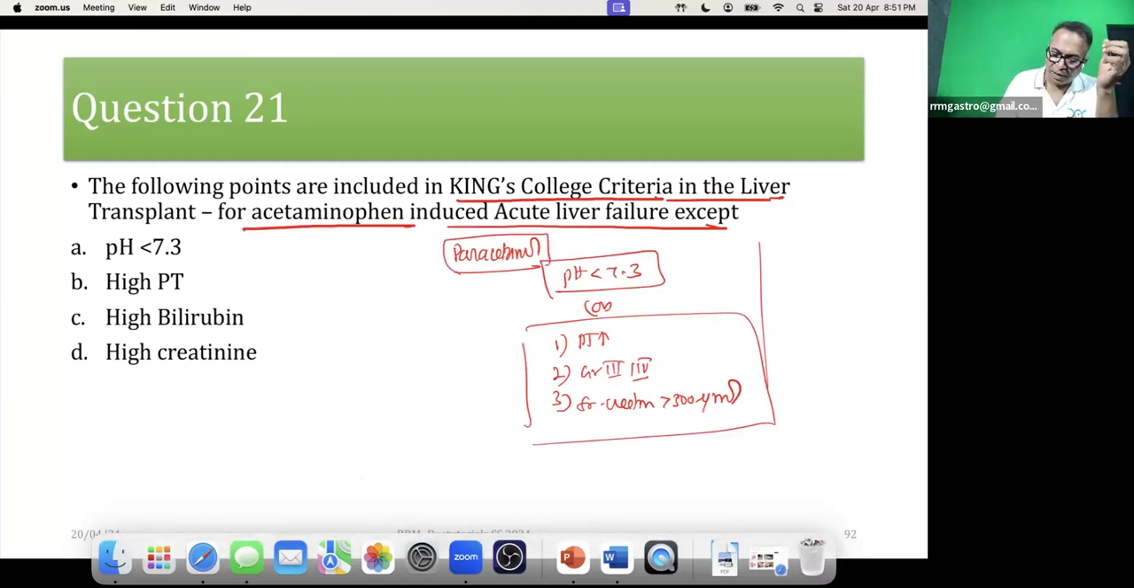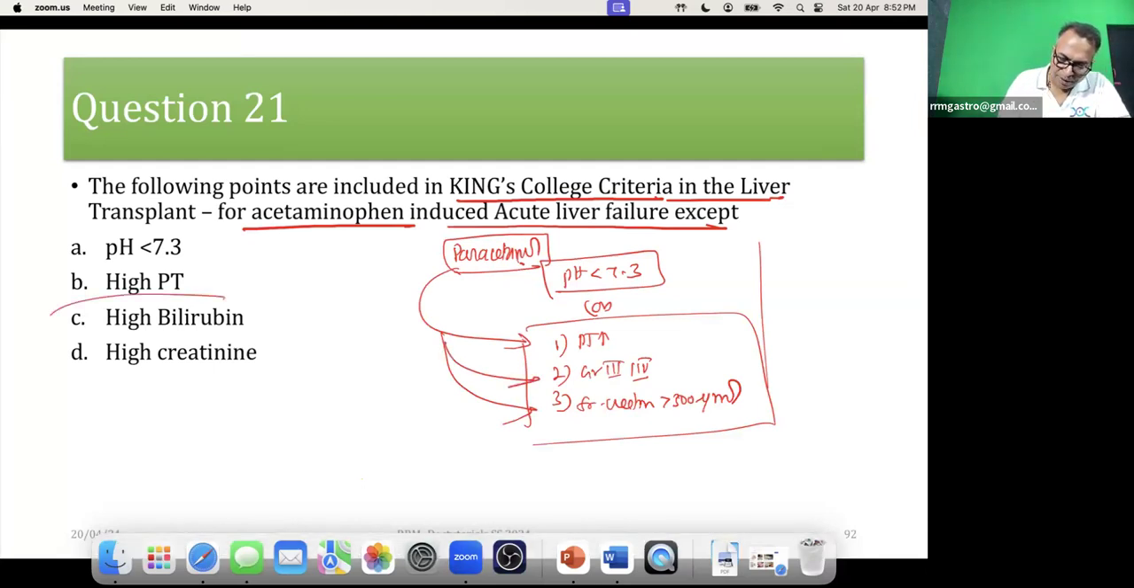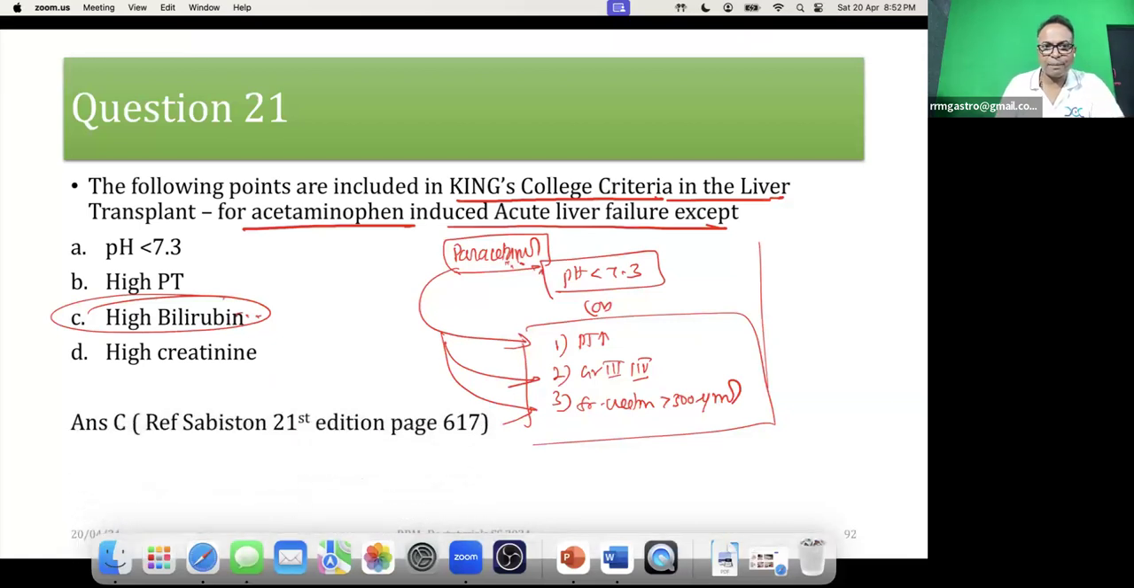See, this you should understand. Paracetamol can damage the liver as well as the kidney, and coming to the brain, so 3 organs are damaged. Therefore, it includes everything except bilirubin, which is not included in paracetamol. Bilirubin is included in non-paracetamol induced liver failure.